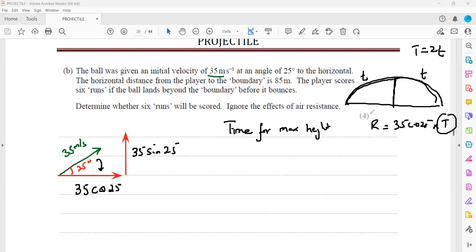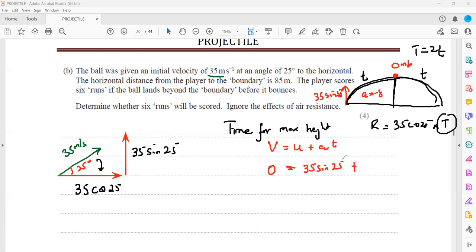When it reaches maximum height, consider the vertical component of the motion. The initial vertical component is 35 sine 25, and the vertical component at the maximum height is 0. The deceleration is due to gravity, which is minus 9.81. So we'll use the formula v = u + at, where v is the final vertical component, 0, and u is the initial vertical component, 35 sine 25.